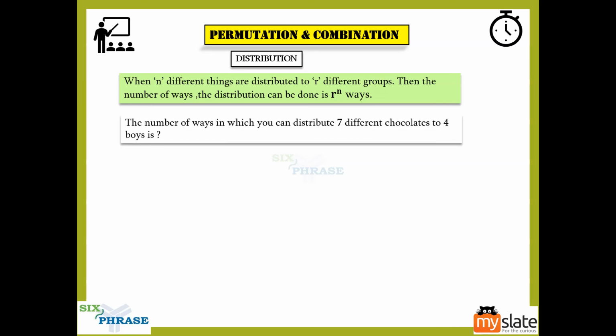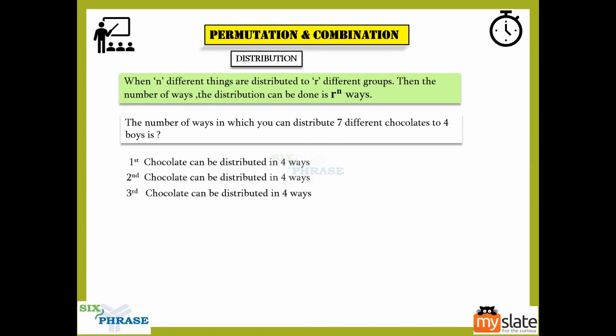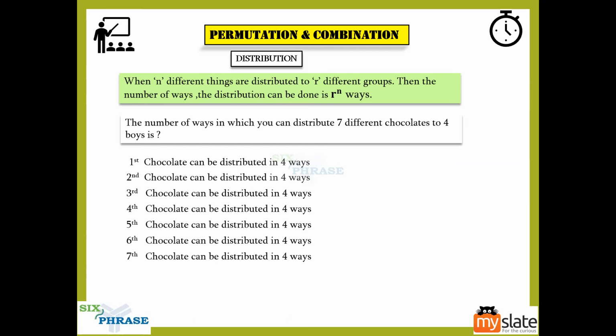So the number of ways in which you can distribute 7 different chocolates to 4 boys is, first chocolate can be distributed in 4 ways, second chocolate can be distributed in 4 ways, similarly third, four, five, six, seven, all can be distributed in 4 ways. Since all the chocolates must be distributed, it becomes 4 into 4 into 4, 7 times, which is 4 power 7.